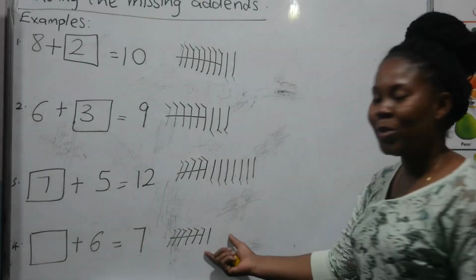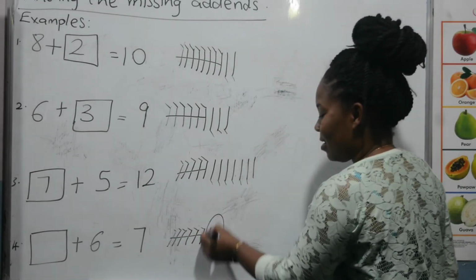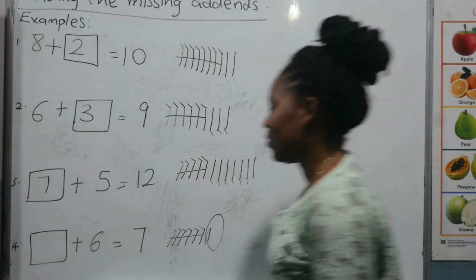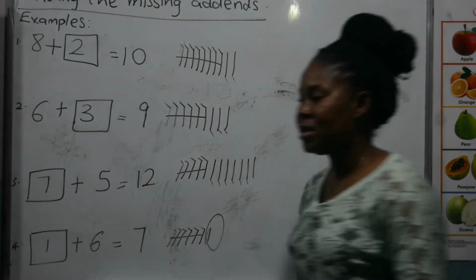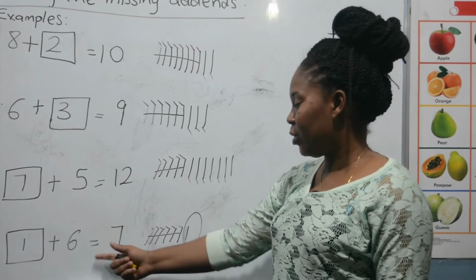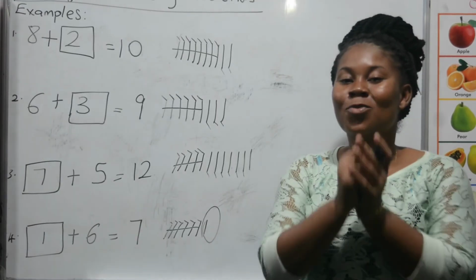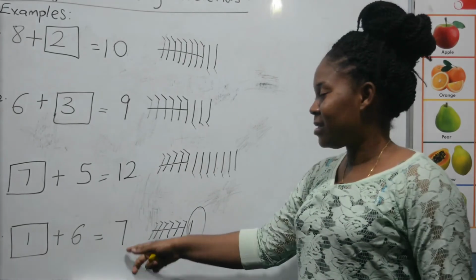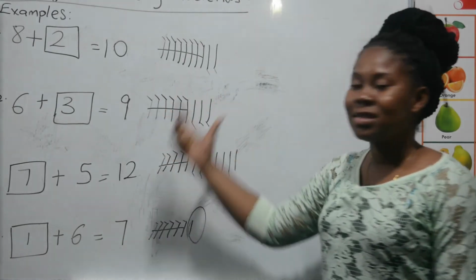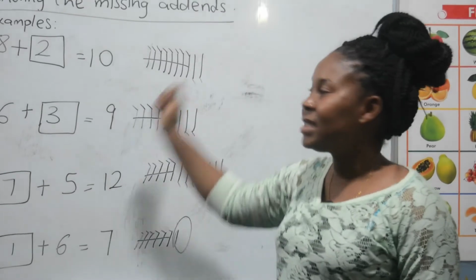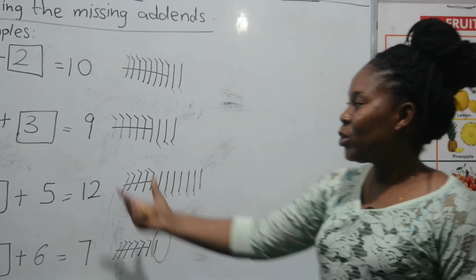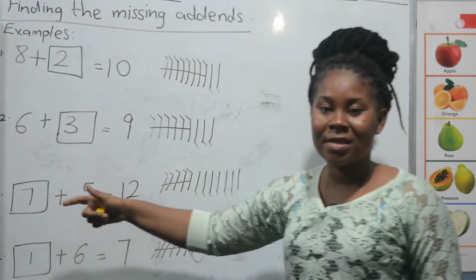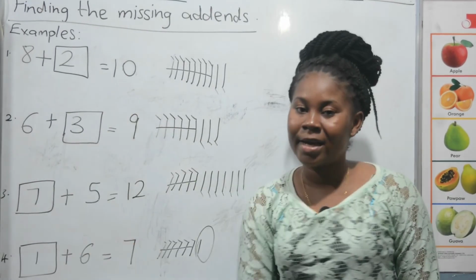Good. So we have 1. Only 1 stroke left. So we write our 1 here. So it means 1 plus 6 will give you 7. So when you have 1 orange plus 6 oranges, you will get what? 7. So that is it for today. That is it for finding the missing addend. So we'll give you 2 numbers, then you find the missing number in it.